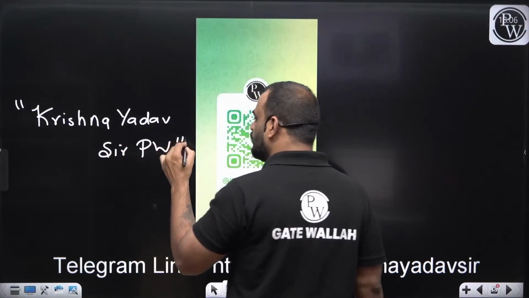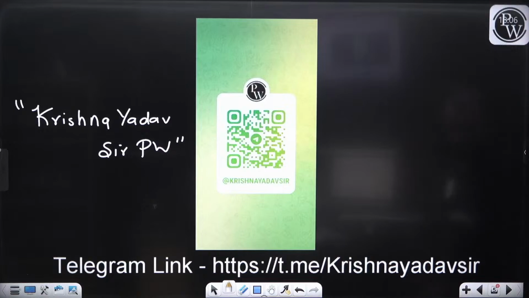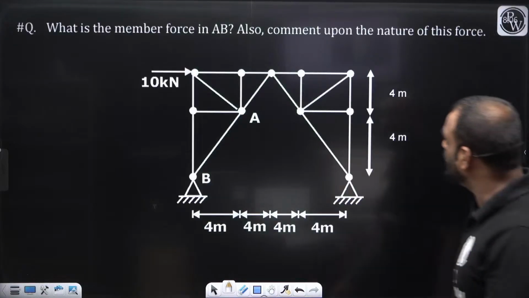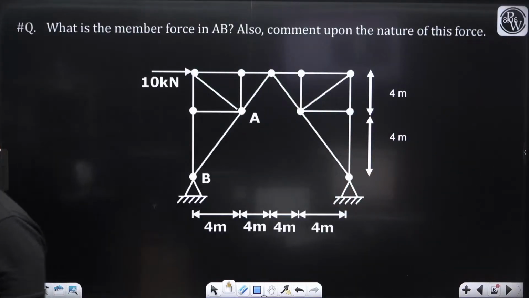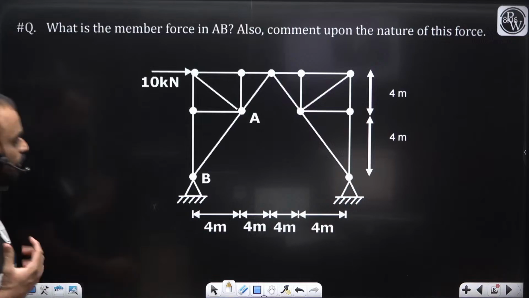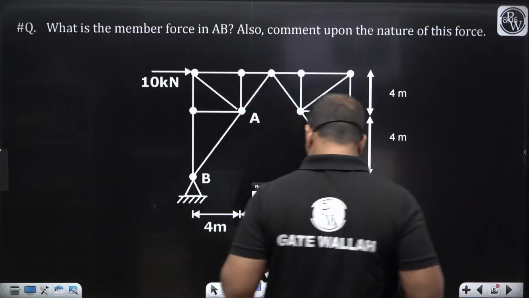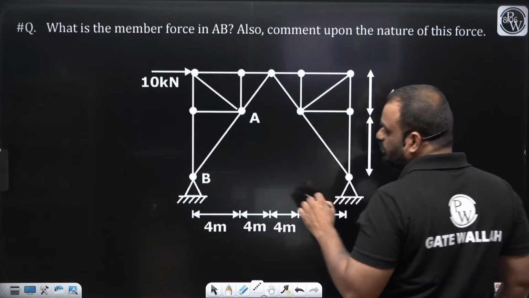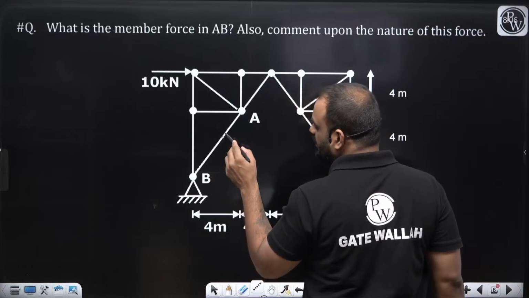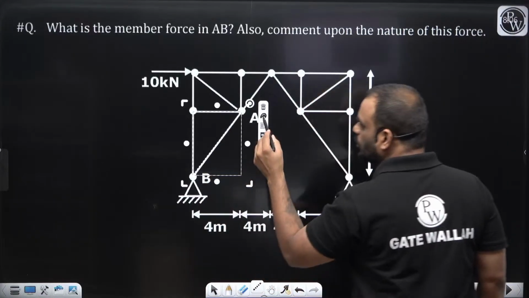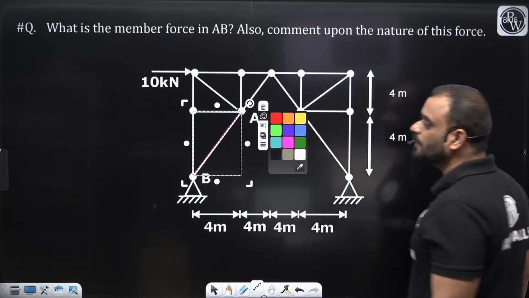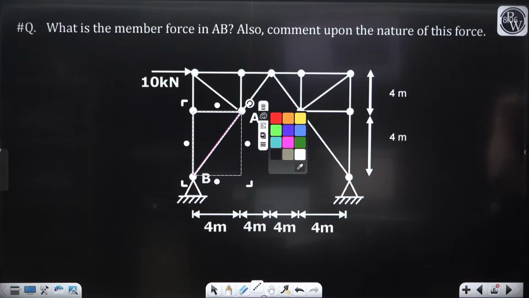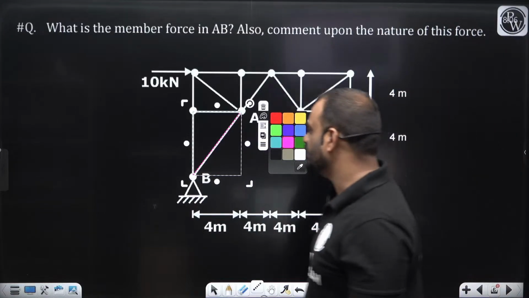Okay, let's move quickly on to the problem part. So this is the first question which we have. What we need to do, guys, is find out the force in member AB. Kindly see this. You need to find out the force in this particular member. And this is the truss which is given to us.